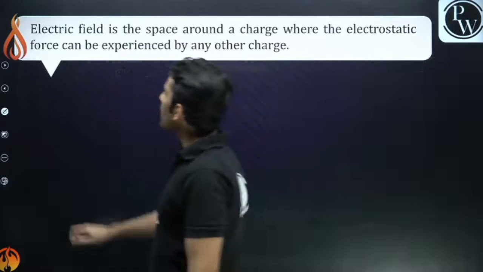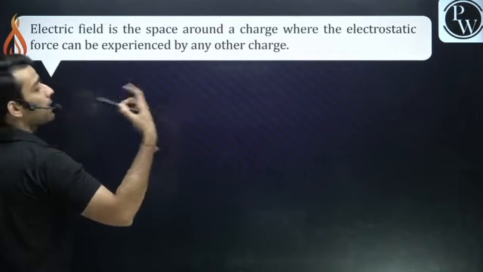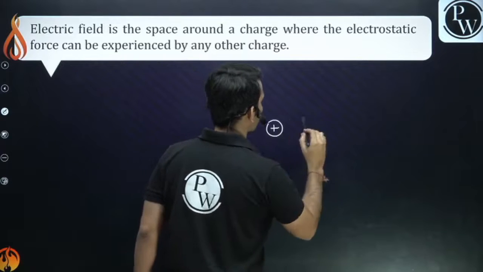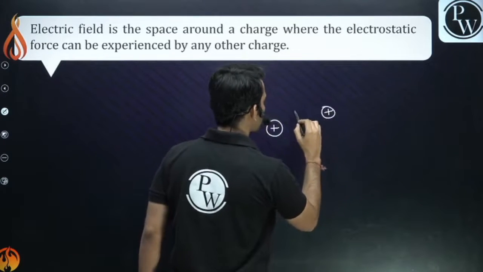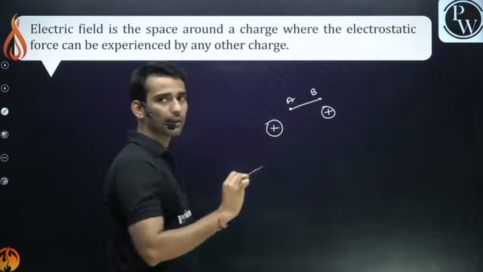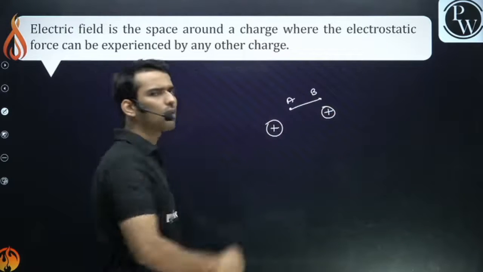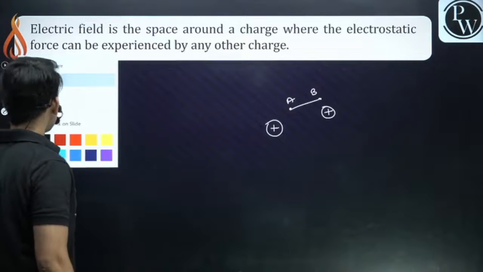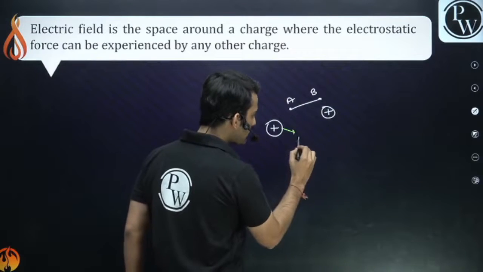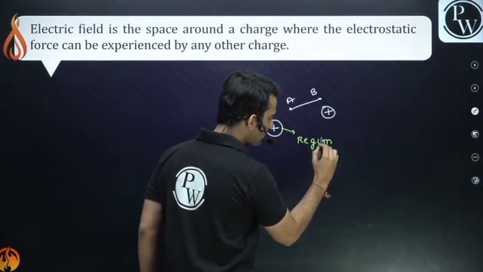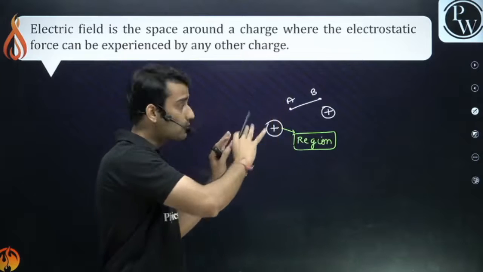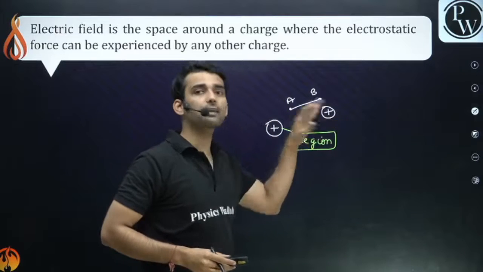Now if I ask you what is the cause of potential difference, I have told you that there is a positive charge and there is another positive charge. If I want to move this charge from A to B or from B to A, there is potential difference. But guys, what is the cause of this potential difference? This charge will experience some force due to this charge, because this charge has a certain region around it, under which the other charge can experience some force.